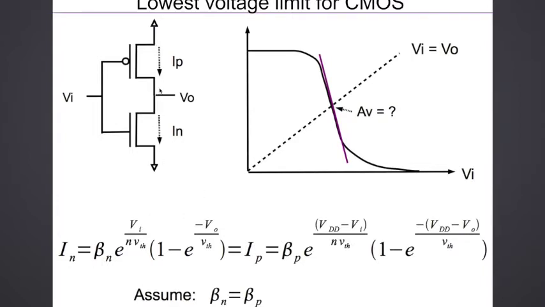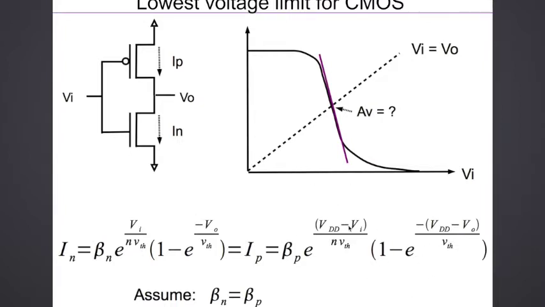So this is the current in the NMOS transistor. That current should be equal to the current from the PMOS transistor. The current in the PMOS is given by beta P, which is the drive for the PMOS, e to the VDD minus Vi by n VTH, because the gate source voltage for the PMOS is this difference, VDD minus Vi. Remember the VT of the PMOS has been pulled into the beta P term, as we did in the previous slide, times 1 minus e to the minus VDS by VTH, where VDS is VDD minus V0. So this is the equation for the PMOS current.